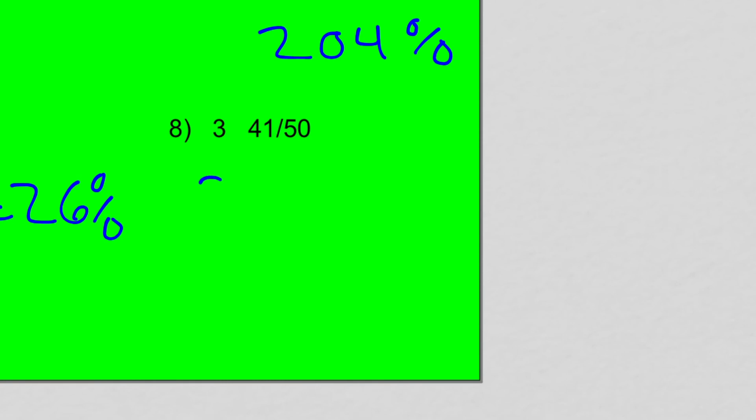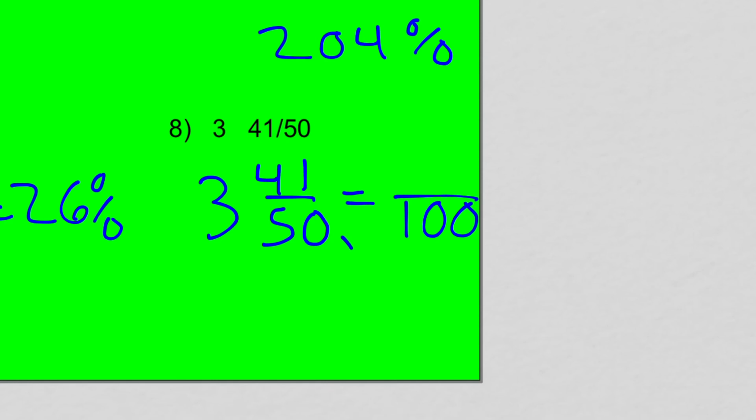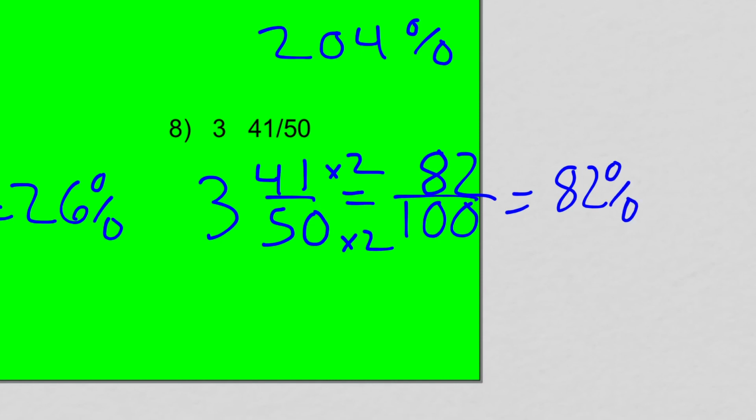Last question, 3 and 41 over 50. I can make that a fraction out of 100 by timesing by 2 times by 2. That's 82 out of 100, which is 82%. And over here I have the whole number 3. Well, that's equal to 300%. 300% plus 82% is 382%.